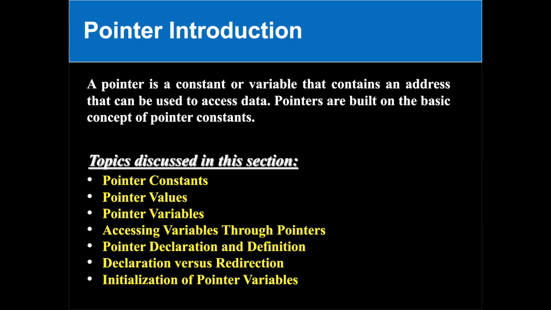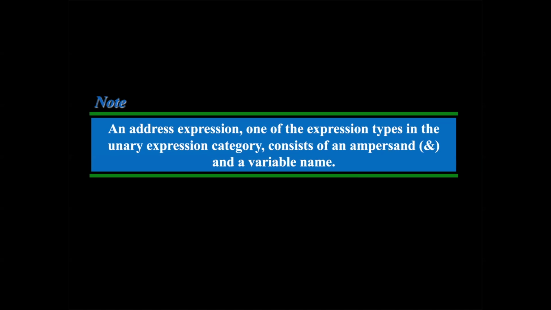So we're going to look at how we declare and define pointers, their properties, how we manipulate them, and things like that in this video. Let's talk about what a pointer is. A pointer is a data type. It is also a variable that contains an address that can be used to access data.